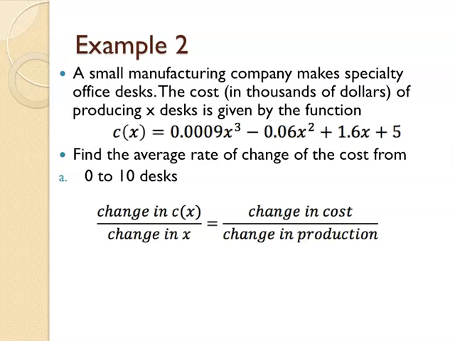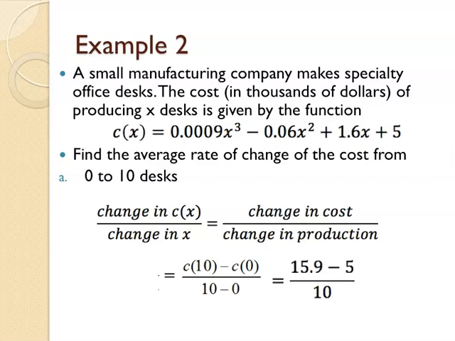So let's go ahead and calculate this. We have C of 10 minus C of 0 all over 10 minus 0. C of 10 is equal to 15.9, C of 0 is equal to 5. Put that over 10, and this comes out to be about 1.09. Now remember, this is in thousands of dollars, so this is really approximately $1,090 per desk. That is the rate of change of the cost over the number of desks produced.